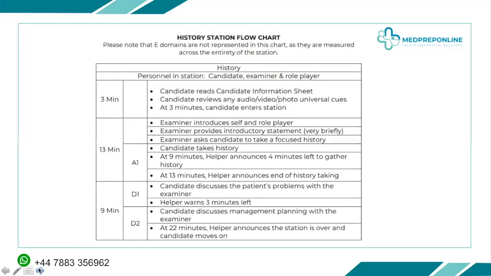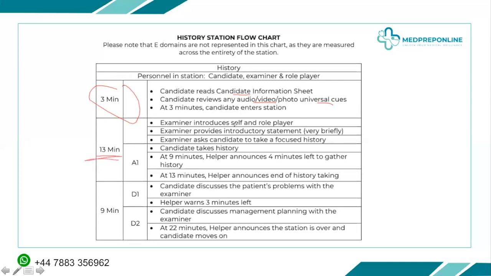This is the flow chart of the timing for the history station. Here again, there are 3 minutes outside before every station, so you have to read the candidate information sheet. Here again, a scenario will be given. Maybe there is some audio or video or photo or other cues given outside the station. Usually that was present most of the time when the exam was without patient. In the face-to-face exam, usually the candidate information sheet is given, so focus on it. Here the 3 minutes finish, you enter into the station. This is the total 13-minute time.